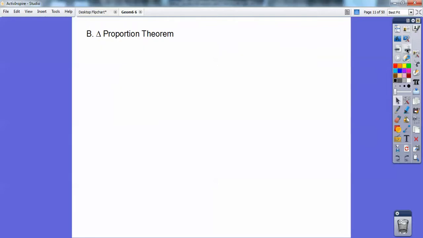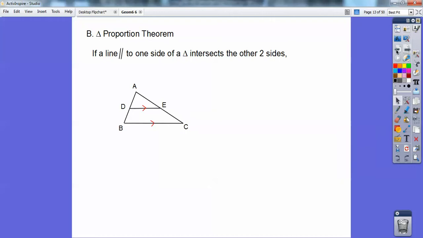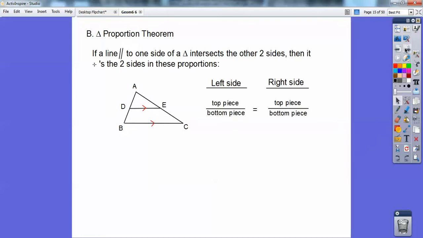Okay, proportions theorems. If a line is parallel to one side of a triangle and intersects the other two sides, that's what this says right here. Can you see this line parallel to the bottom and it's intersecting the other two sides? What happens is it divides up those sides into proportions.